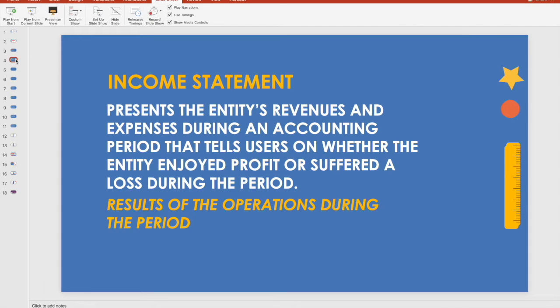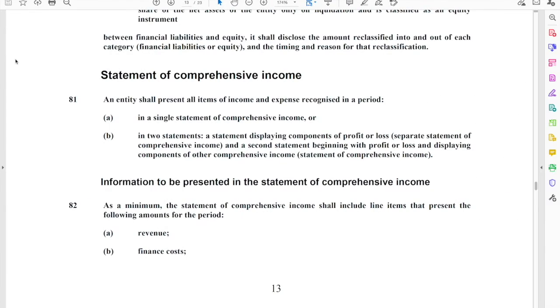1, this is called statement of comprehensive income. So in summary, it shows the results of the operations during the period. So makikita natin kung may net income or net loss. So let's start by looking at what the IAS 1 says about statement of comprehensive income.